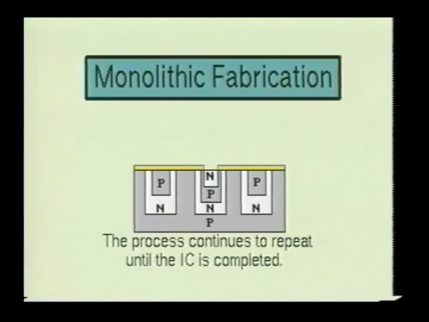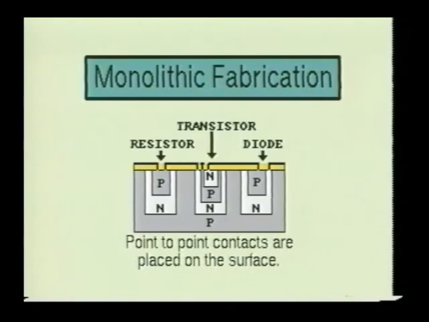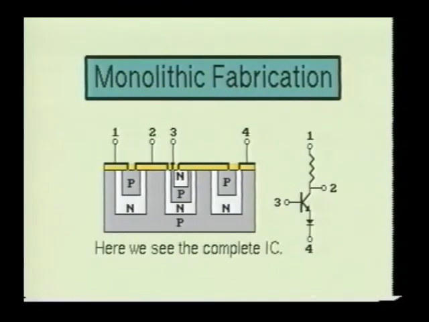Finally, the holes are etched through the last silicon dioxide layer to form connections to the component parts. A thin film of aluminum is patterned to form point-to-point contacts for the circuit components. Here we see the final integrated circuit with an equivalent schematic drawing of the IC. This was just an example of how an IC is formed using the monolithic fabrication technique.